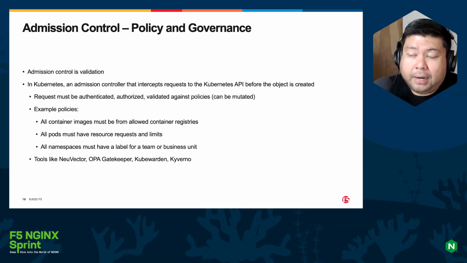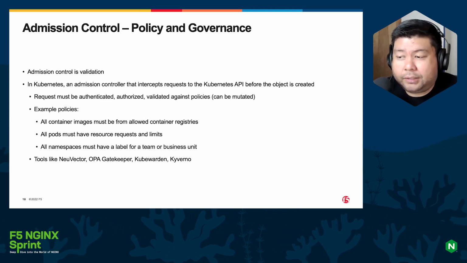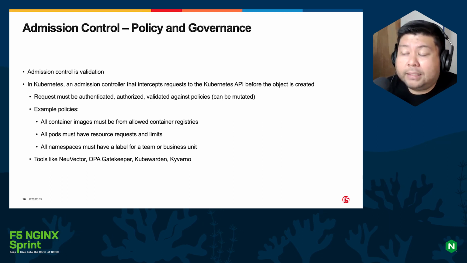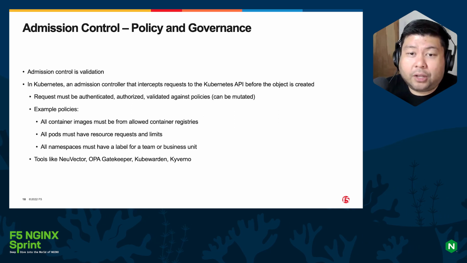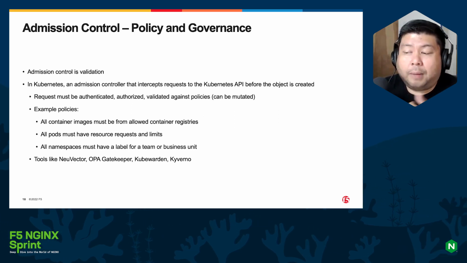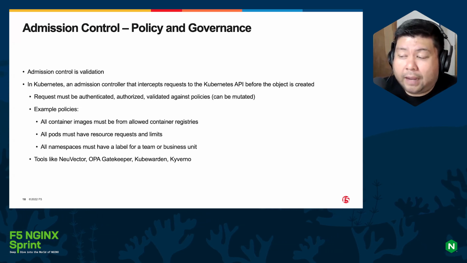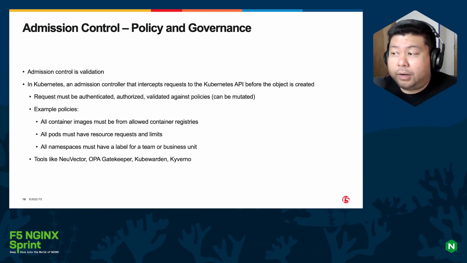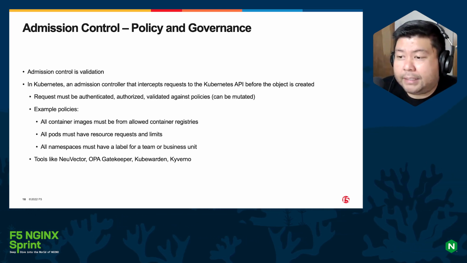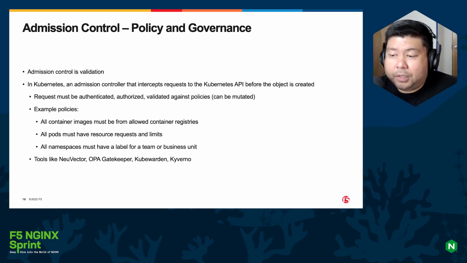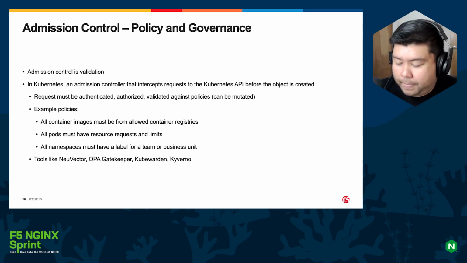Finally, a third common example of a policy is that a namespace, which in Kubernetes is used to separate out objects, must have the proper labels. A namespace must have a label to identify who owns that namespace and the objects in it. You might have a policy requiring a label for the team or the business unit that owns that namespace and owns the objects in that namespace. And like I mentioned before, there are tools out there like NeuVector, OPA Gatekeeper, Kubewarden, and Kyverno.